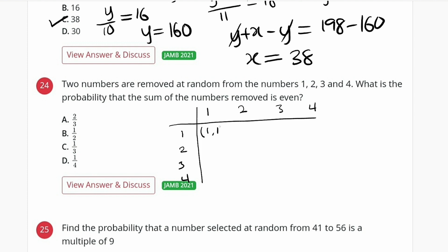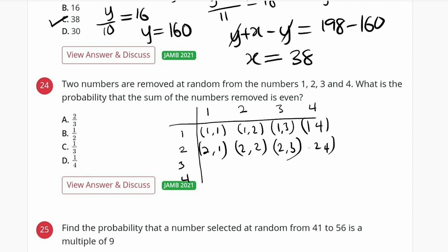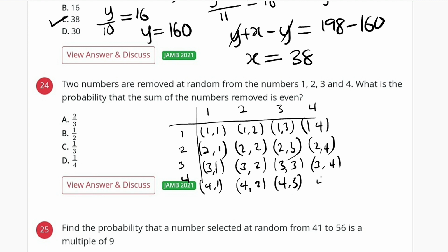combination of 1 and 1 here, combination of 1 and 2, 1 and 3, 1 and 4. Secondly, we have 2 and 1, 2 and 2, 2 and 3, 2 and 4, 3 and 1, 3 and 2, 3 and 3, 3 and 4, and lastly 4 and 1, 4 and 2, 4 and 3, and 4 and 4. These are the various combinations we can have.